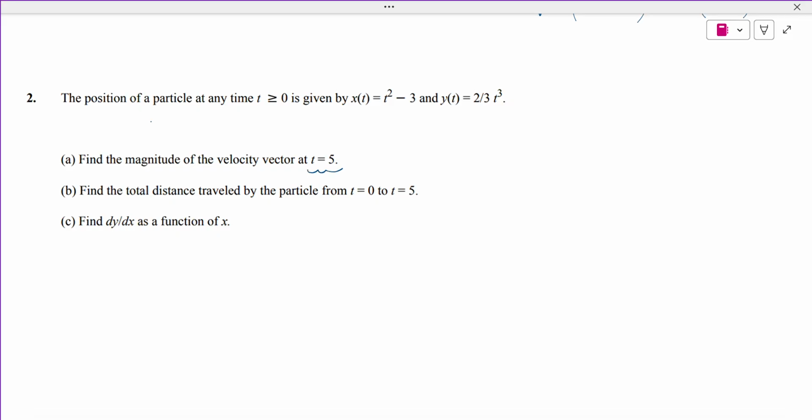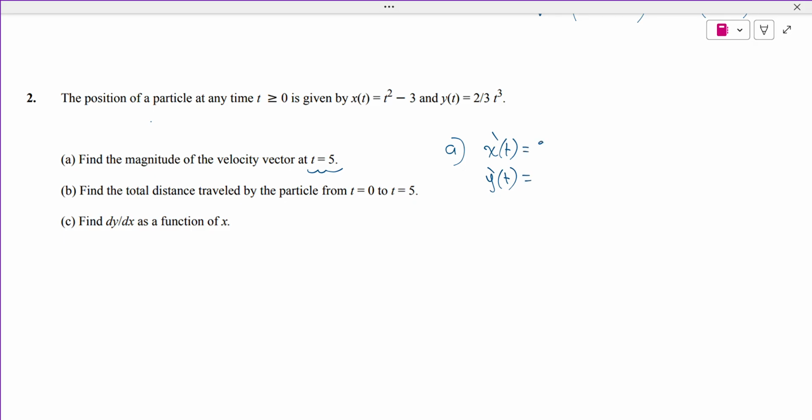At t equals 5. So part A would be very simple. We just need to find the velocity vector first. The velocity vector is, we need to find x prime of t and y prime of t, because the velocity is the derivative of the position, so we just need to find the derivative.